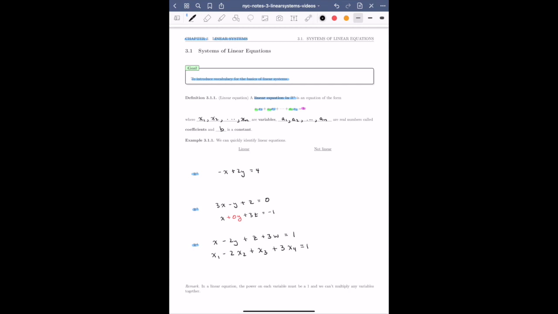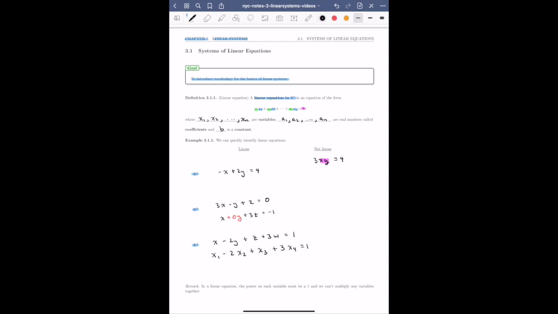Okay, now that we've seen what we can do to write down linear equations, let's look at some of the things that we cannot do so that we can quickly identify linear equations. One thing that we cannot do is multiply together the variables. For example, 3xy equal to 4 is not a linear equation because I've multiplied together the variables x and y.